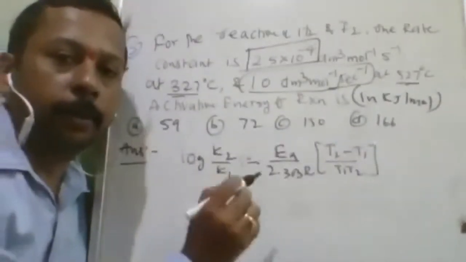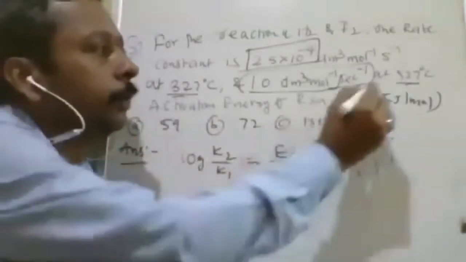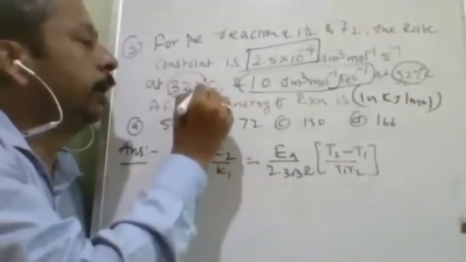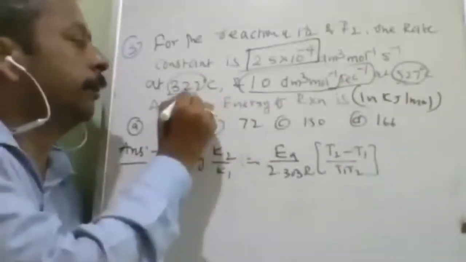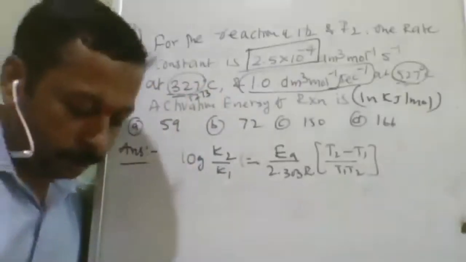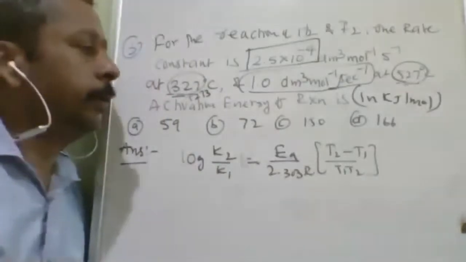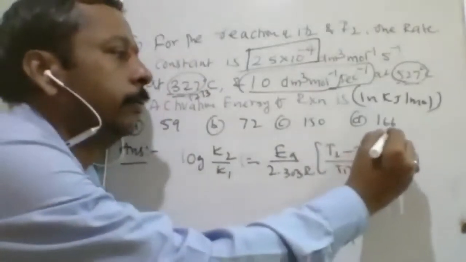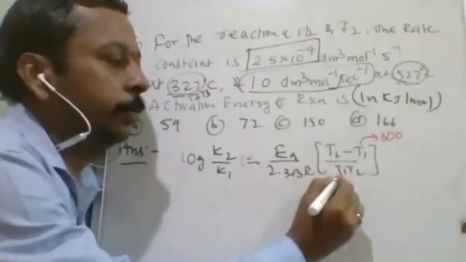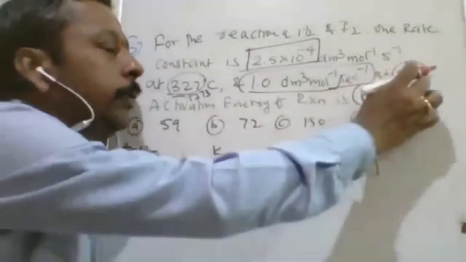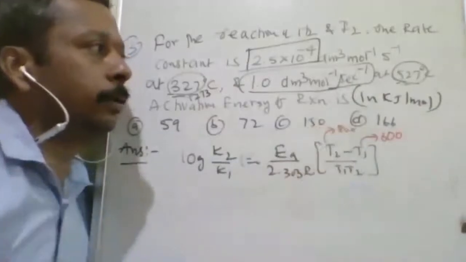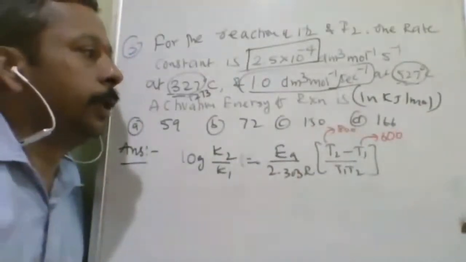Now listen carefully. Here this is T2 and this is T1, and they are in degrees Celsius. After adding 273, how much will you get? 600. So here T1 will be 600. There is no problem on the numerator side, but the problem will be on the denominator side. 527 plus 273 is going to be 800, I think. So that is 800.